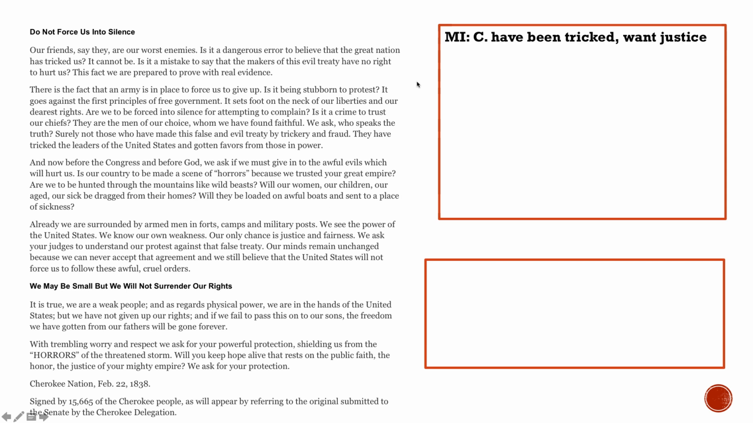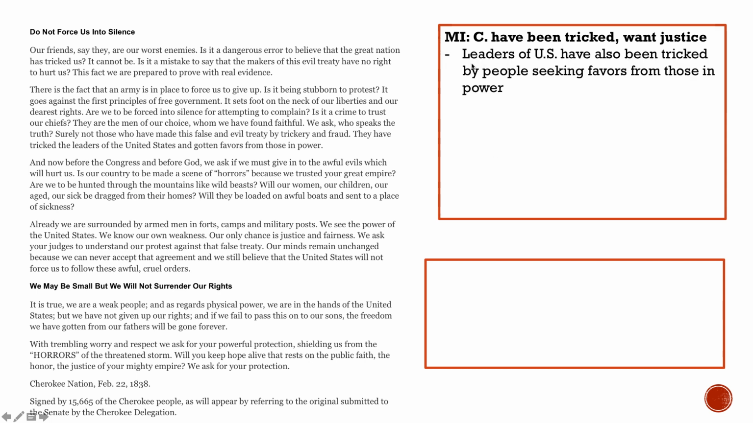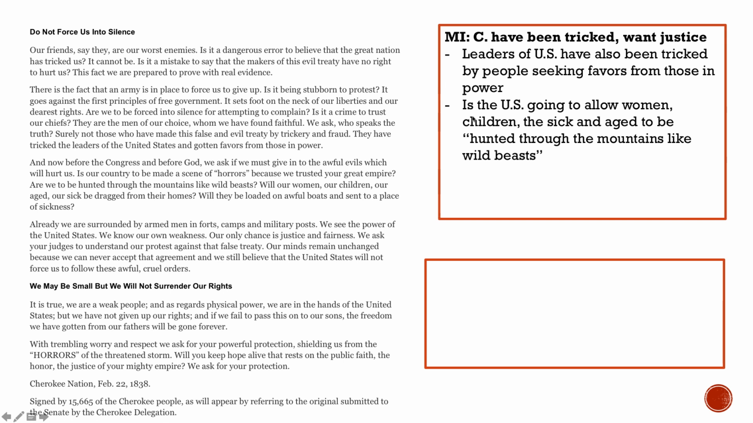Wow, very powerful. So it seems like the Cherokee in this part of the text are making the point that the Cherokee have been tricked and they want justice. And they also make the point that the U.S. has also been tricked by these people who are just seeking favors from those in power. So that treaty, they're making the point that it's both of them that have gotten tricked, both the Cherokee and the U.S. government. And then they ask the question if the U.S. is going to allow these women, children, and sick and aged to, quote, be hunted through the mountains like wild beasts.